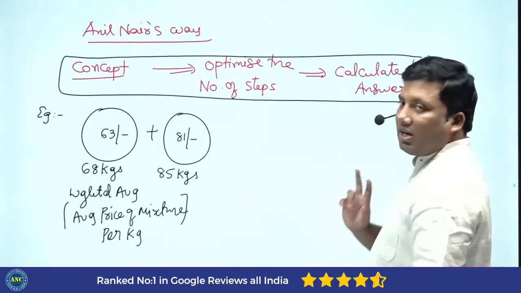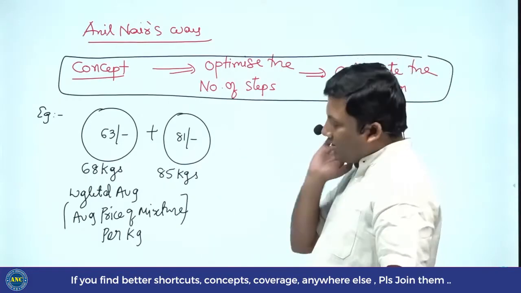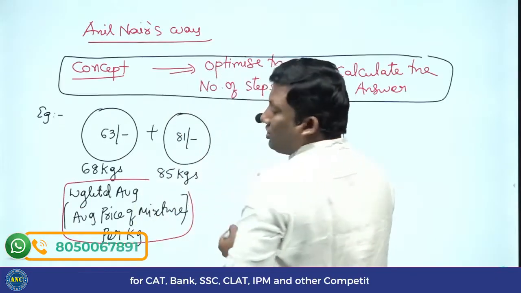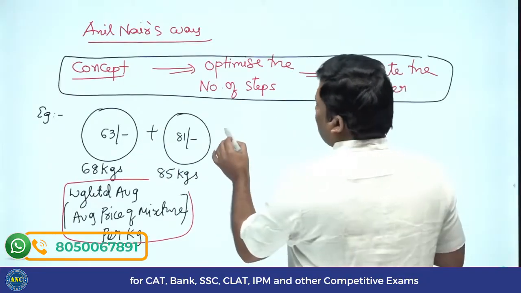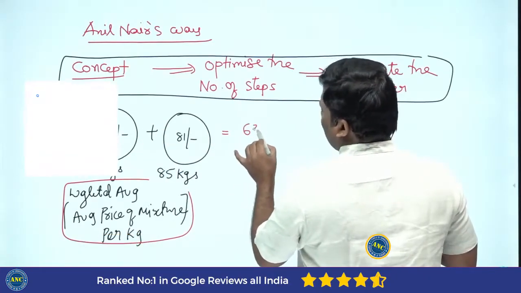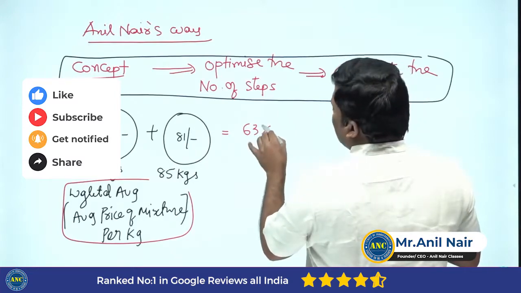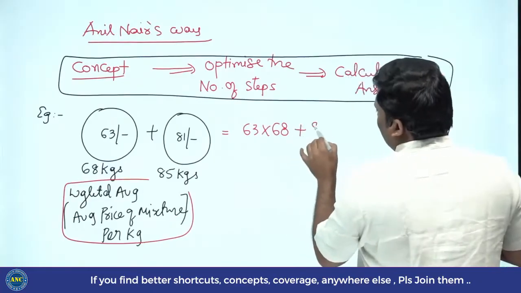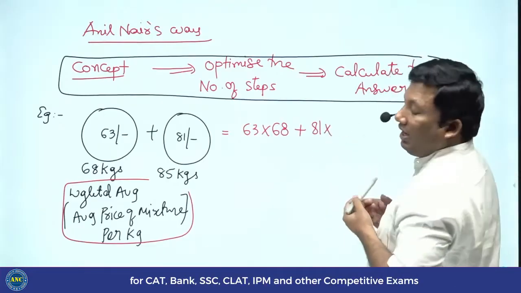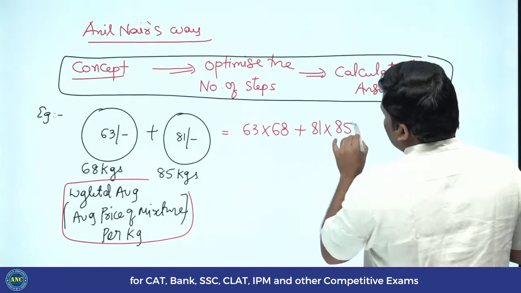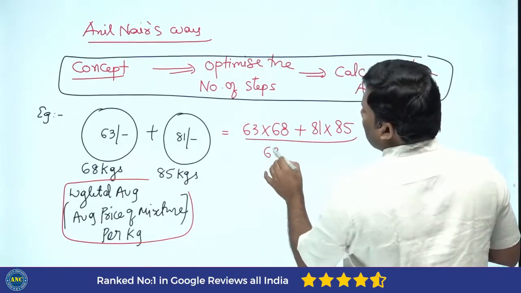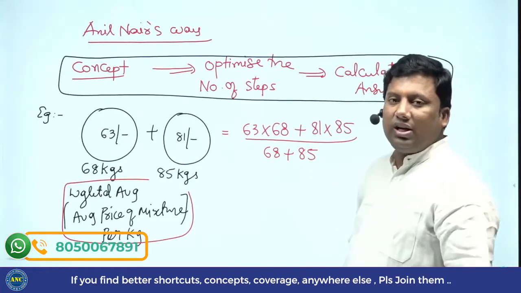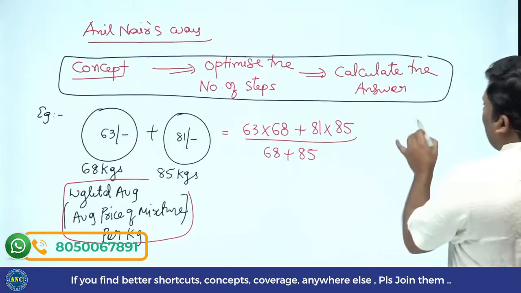Listen carefully to this concept. Comments I will answer after I discuss. Weighted average: average price of the mixture per kg. First I bought a rice costing 63 rupees, low quality rice. I bought 68 kgs. Then I went and bought a higher quality, 81 rupees. I bought 85 kgs. Totally how many kgs did I buy? 68 plus 85.